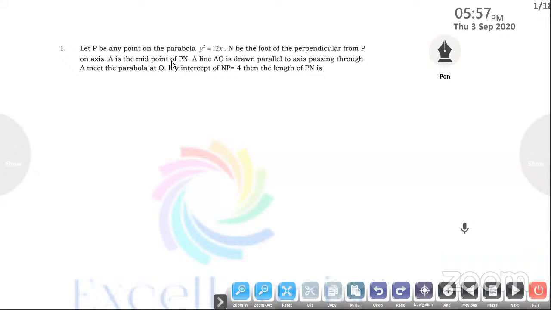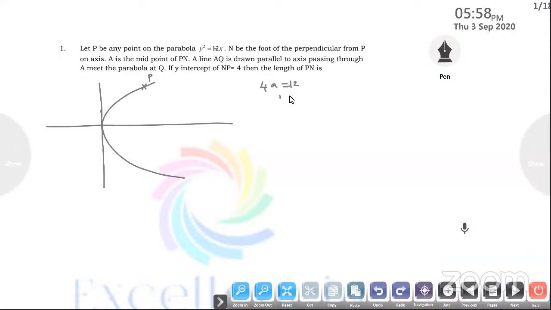So let us consider a parabola y squared is equal to 12x, and P be any point on this curve. Generally, we take the point as (at squared, 2at). So 4a is equal to 12 in this case, a equal to 3. So (at squared, 2at) becomes (3t squared, 6t).